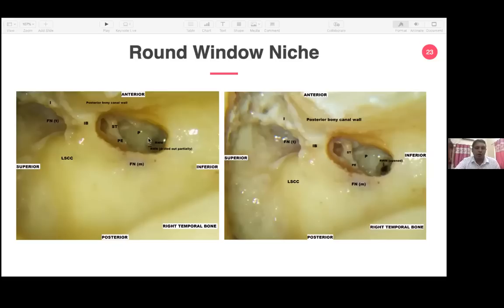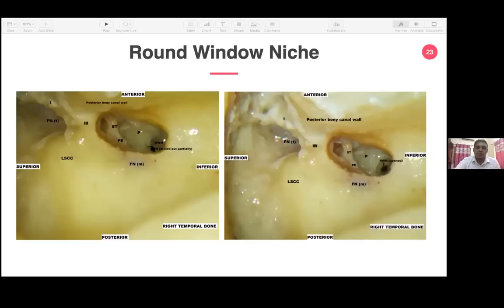Now, a point: the round window niche can be quite thick in a few individuals. That can be identified before implantation surgery on imaging. One can anticipate whether the round window membrane is easily accessible or it is covered by a round window niche, and to what extent. Usually, the round window membrane is at a depth of 1 millimeter from the round window niche. So that is the reason why we go with a 1 millimeter diamond.